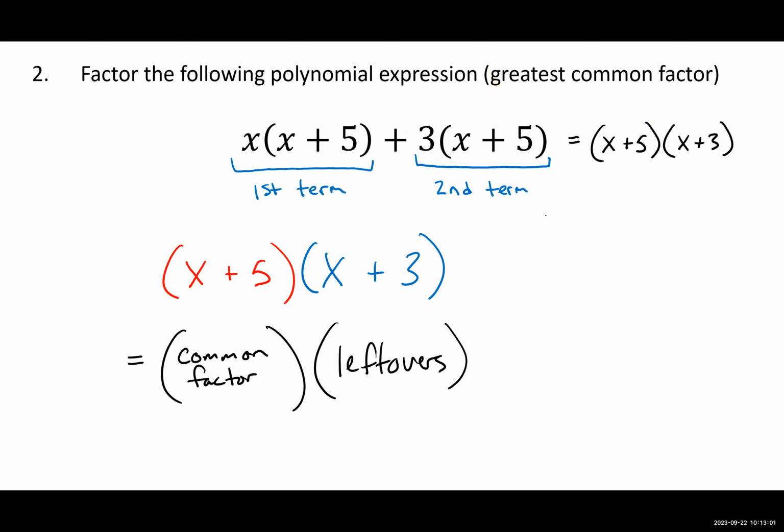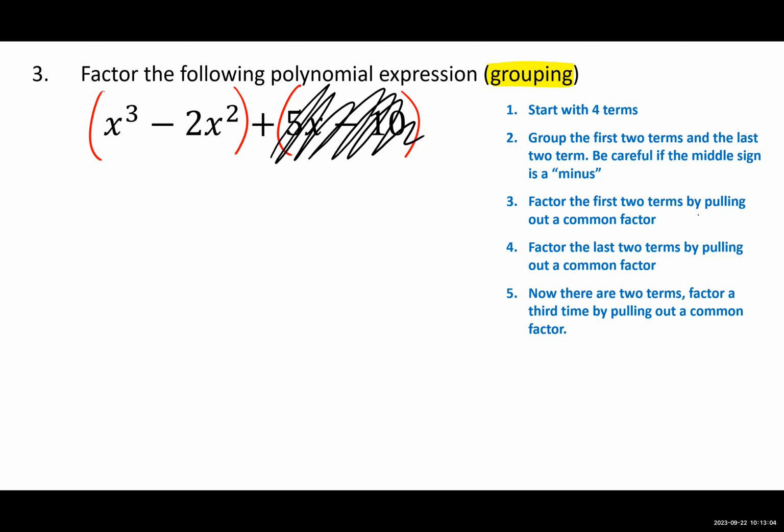Step 3, factor the first two terms by pulling out a common factor. So what's common between x cubed and 2x squared? Well, each of those two terms have at least two x's. So there's two x's in common, so we could factor out an x squared. And the leftovers would be an x, because x squared times x would be x cubed, minus, from the 2x squared, if we take out the x squared, we're left with a 2. Okay, then there's a plus sign.